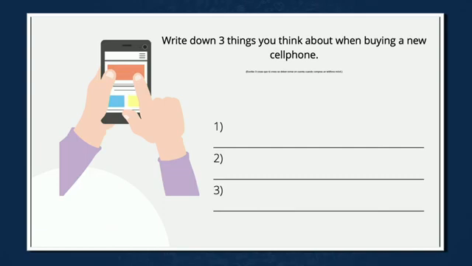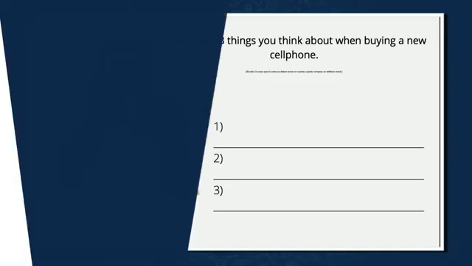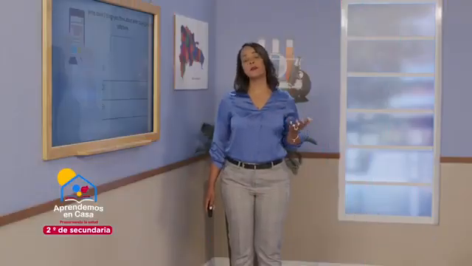Quiero que pienses y escribas 3 cosas en las que piensas cuando vas a comprar un celular. Puedes hacerlo en inglés. Si tienes alguna dificultad, también puedes hacerlo en español.